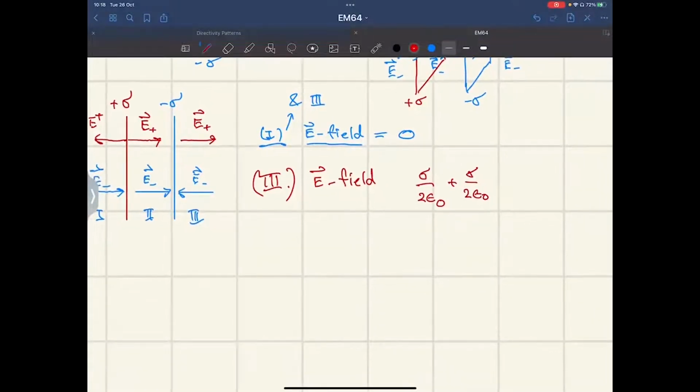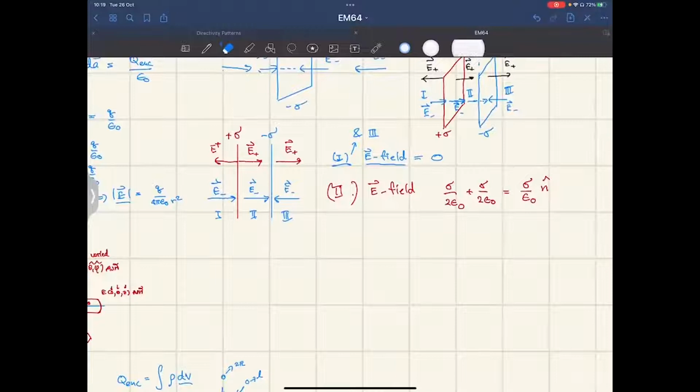Okay. That is for the second region, right? Yes, it's for the second region. So they just sum up. They point into the same direction. Okay. So this is the E field in this region.